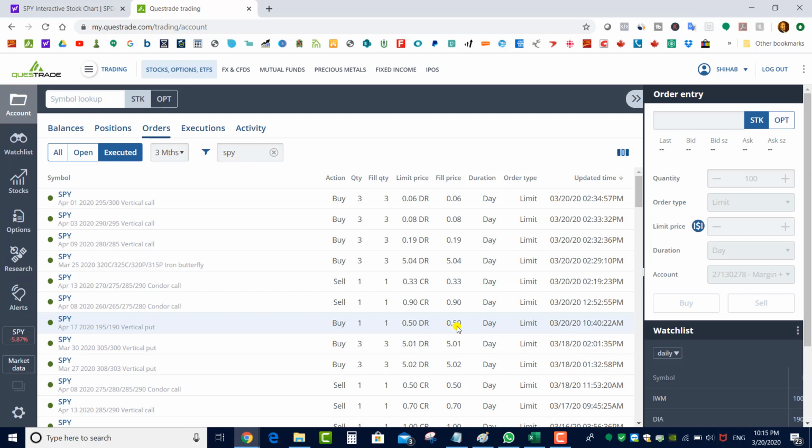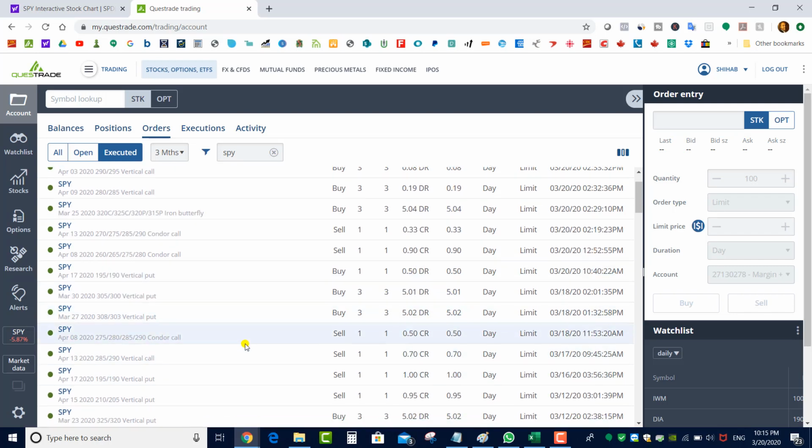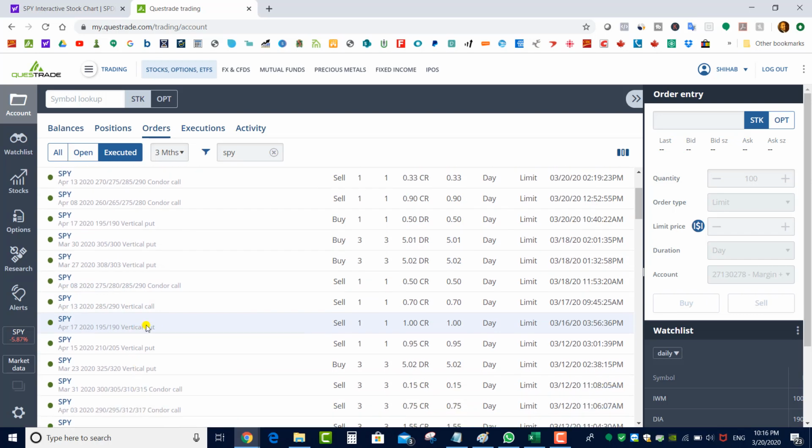I sold it for $1. I made 50% of my premium in 4 days instead of waiting the full 30 days. So that was a $50 profit on this put spread while giving myself a lot of room to the downside. And now you might say risking $4 is a lot just to make $50 or $100. But the thing is, I won't accept max loss. There's ways to manage it.